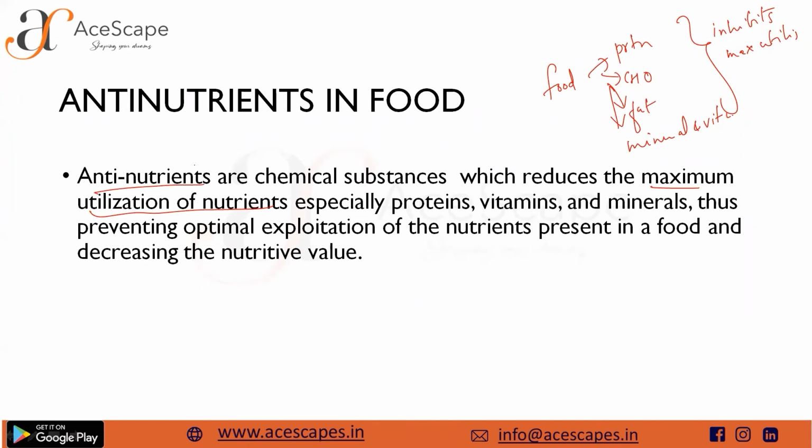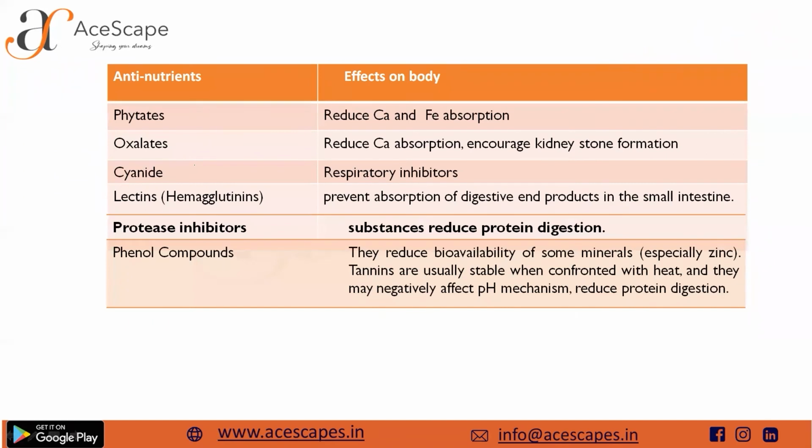So what are anti-nutrients? Anti-nutrients can be defined as chemical substances which reduce the maximum utilization of nutrients, especially our proteins, vitamins and minerals. And thus we'll not be getting an adequate amount of nutrients, so we'll be having nutritional deficiency or some associated diseases. Such kinds of compounds are known as anti-nutrients. Now we'll see which are the common types of anti-nutrients. And the first important one is phytates.